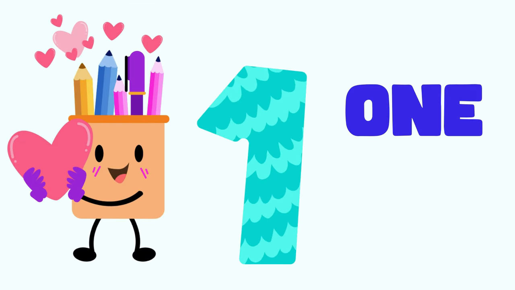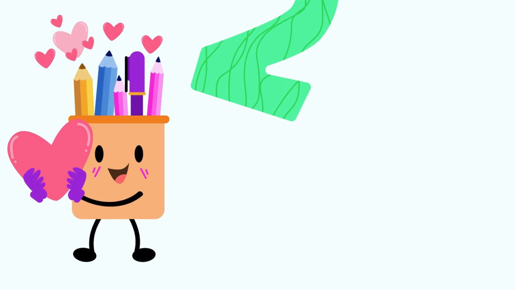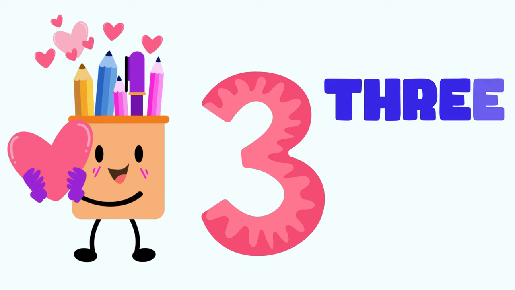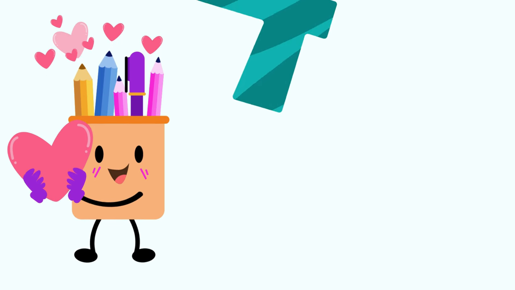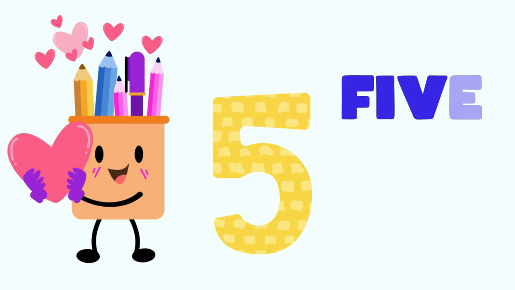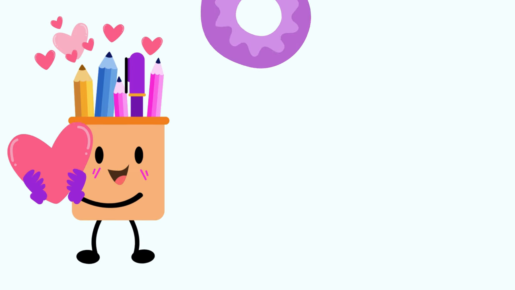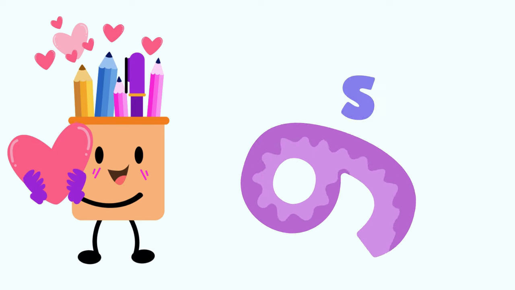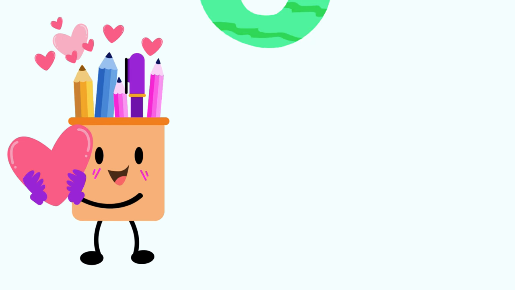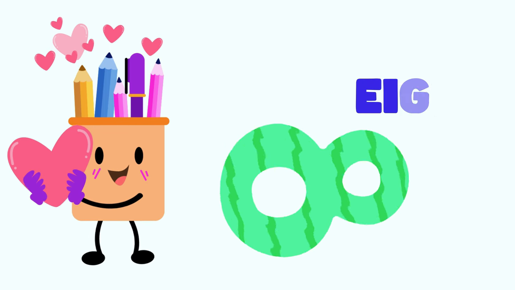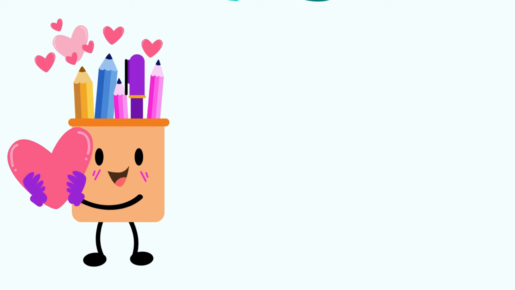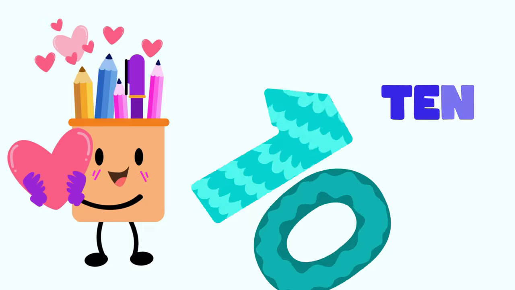One. O N E. One. Two. T W O. Two. Three. T H R double E. Three. Four. F O U R. Four. Five. F I V E. Five. Six. S I X. Six. Seven. S E V E N. Seven. Eight. E I G H T. Eight. Nine. N I N E. Nine. Ten. T E N. Ten.